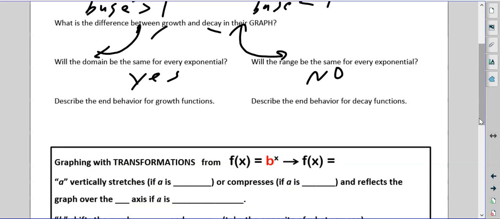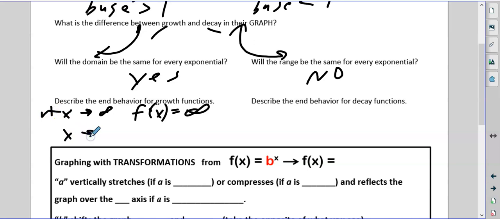Describe the end behavior for growth functions. Okay. Well, as x approaches infinity, that means as x goes right, f of x is infinity. And as x goes left, f of x is 0.